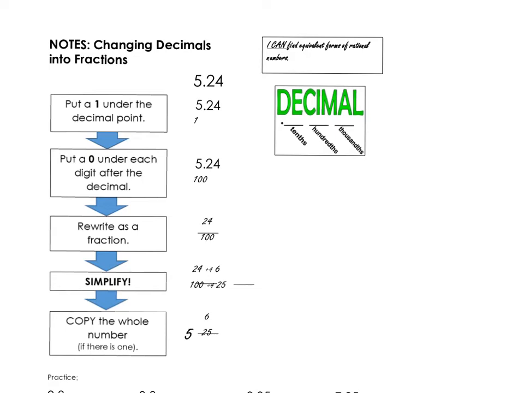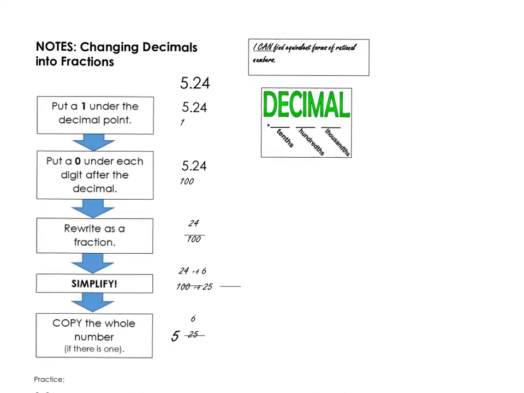All right, so we're going to talk about changing decimals into fractions. And I'm going to read through the steps, and you can already see the example done, but I'm going to rewrite the example out to the side. So we're going to start with the number 5 and 24 hundredths. And I'm going to follow step 1.